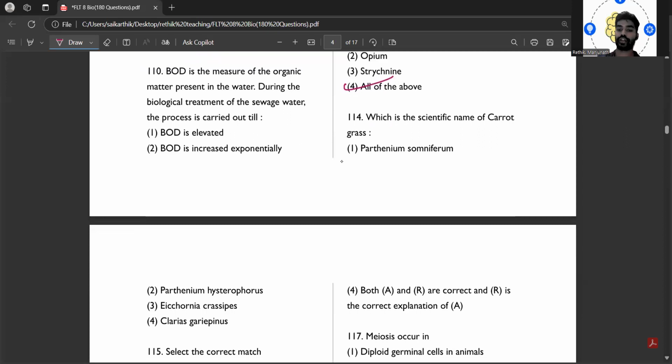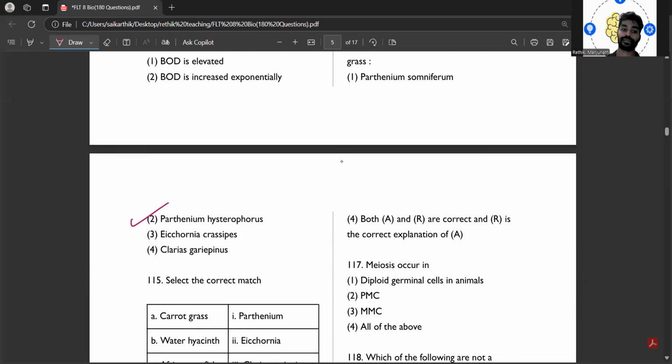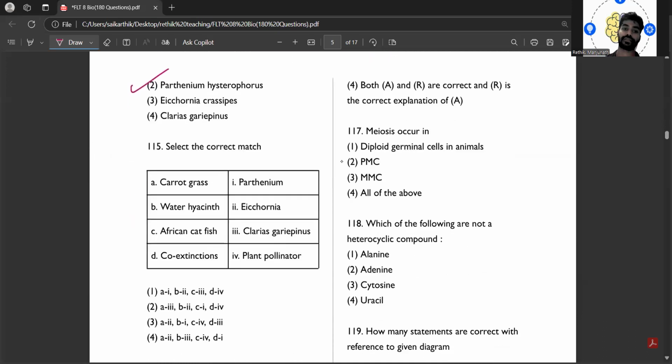So moving on to the 114th question, which is the scientific name of the carrot grass? Yes, that question. Parthenium. Then 115 is select the correct answer. So carrot grass, we have water hyacinth. So we need to select the correct answer.